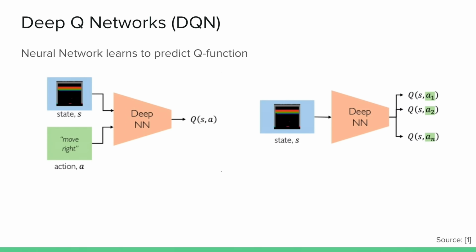The Q function is a function. And what machine learning models and neural networks do is they approximate functions.